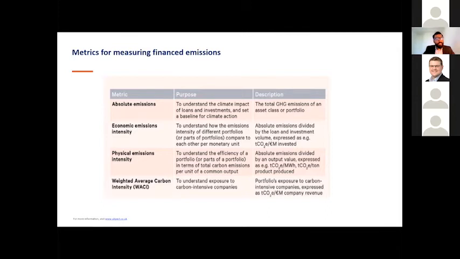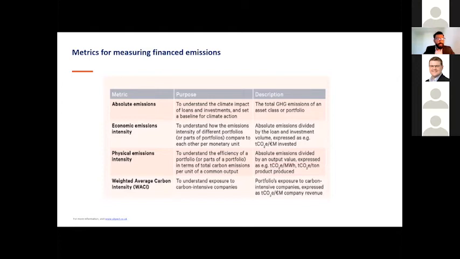Economic emissions is to understand how the emissions intensity of different portfolios or parts of the portfolio compare to each other per R1,000,000 or per $1 million, or another monetary unit that is appropriate for your fund. Here, as mentioned previously, the metrics are your absolute emissions divided by the loan or investment volume, expressed as tons of CO2 per R1,000,000 invested, €1,000,000 or $1 million, depending on the fund. But I think for the audience today, it will all be in rand-denominated intensity figures.